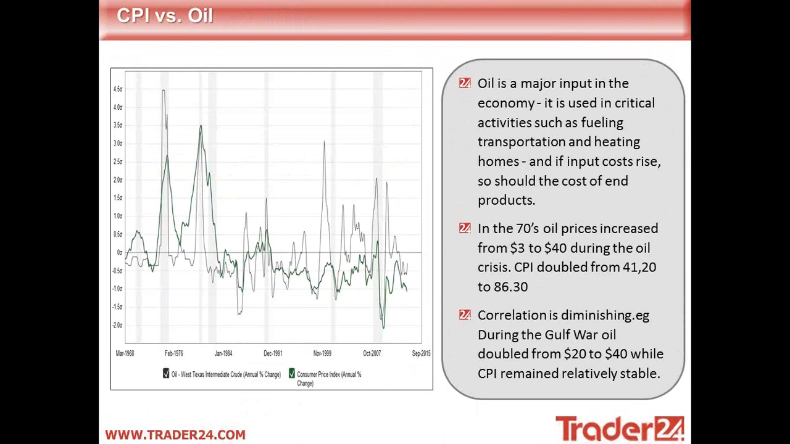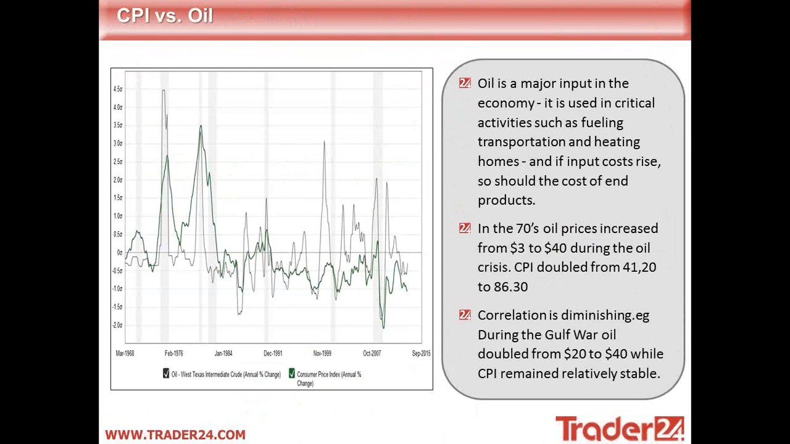All right, so what we have here as well is I've included CPI versus oil. Oil is a major input in the economy. It's used in critical activities such as fueling, transportation, and heating homes. And if input costs rise, so should the cost of end products. I've got two examples here. In the 70s, oil prices increased from $3 to $40 during the oil crisis. CPI at that time doubled from 41.2 to 86.3. So it was a massive increase in inflation as well as the oil price.